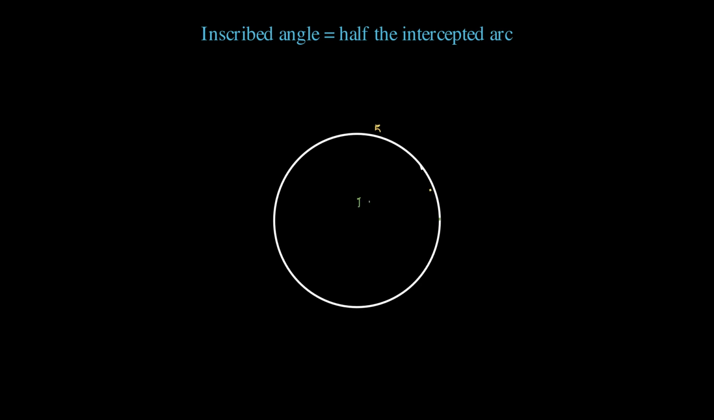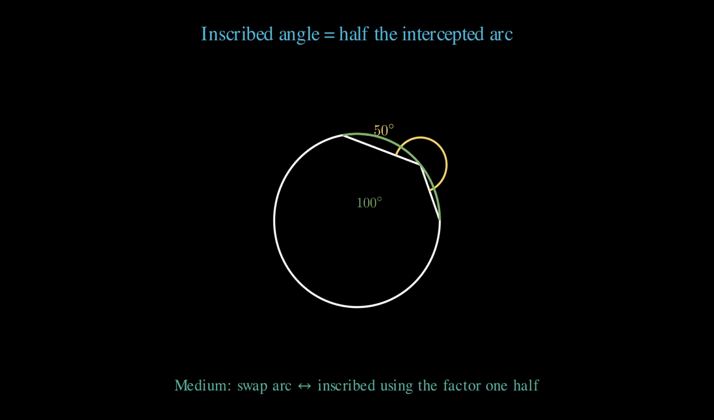Now move the vertex onto the circle. An inscribed angle opens to an arc, but the angle measure is only half the arc. If the intercepted arc is 100 degrees, the inscribed angle is 50 degrees. Always divide by 2. Medium SAT tests often give you an arc and ask for an inscribed angle on the same arc, or the reverse.